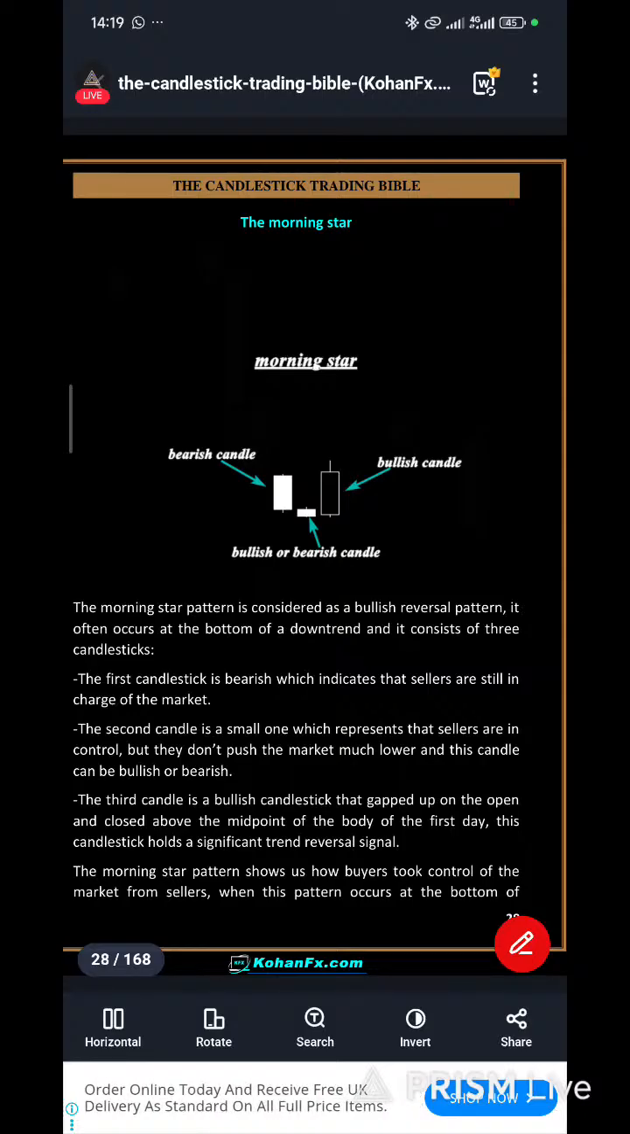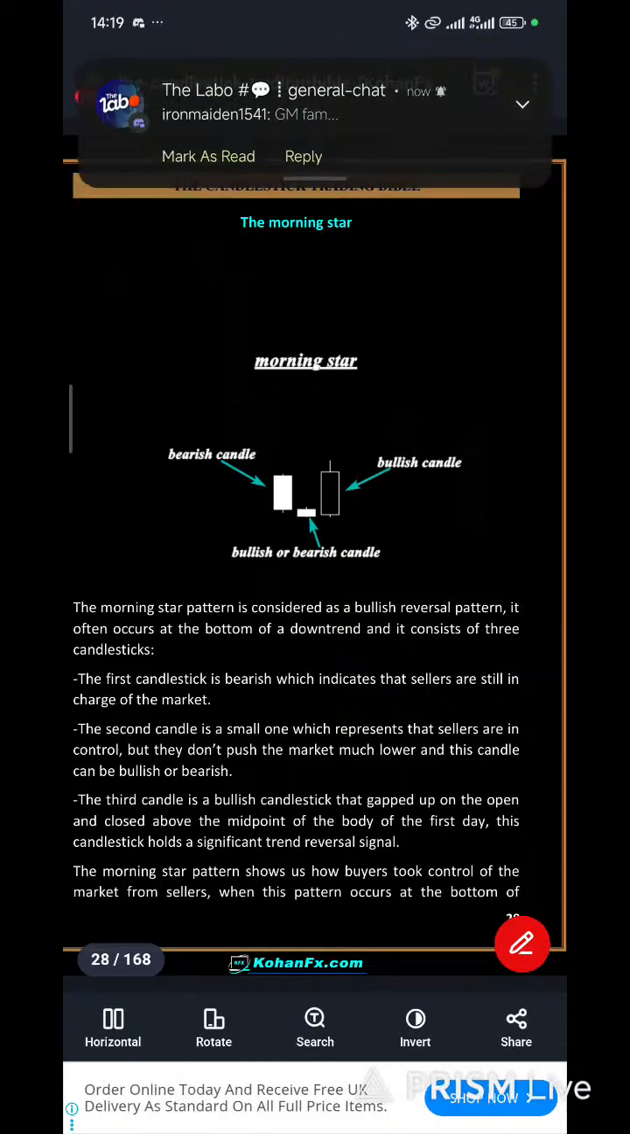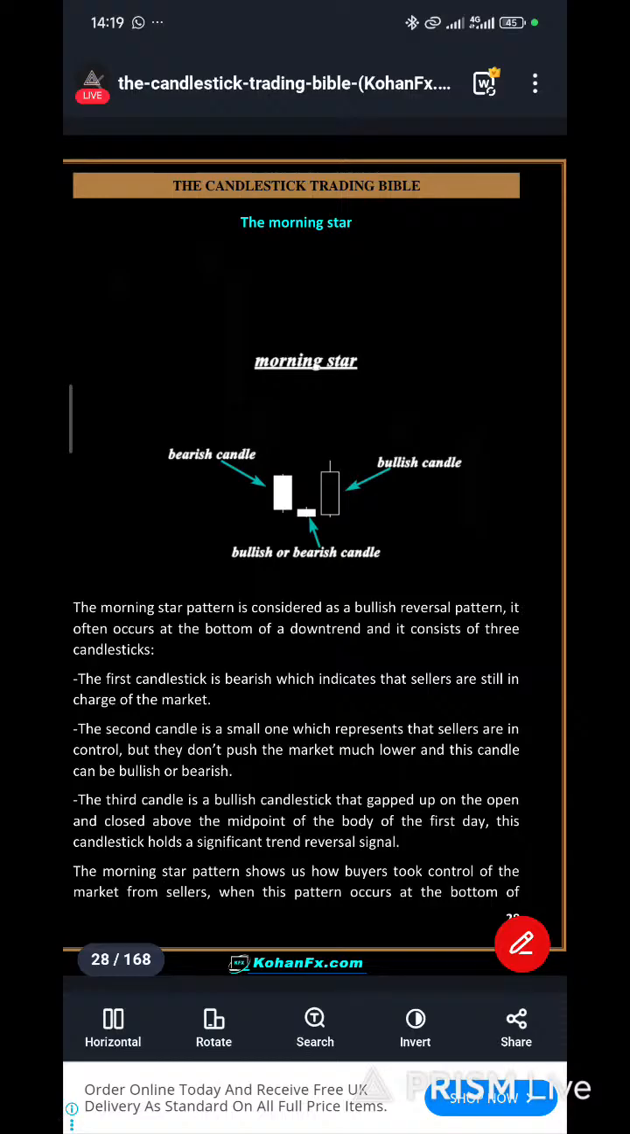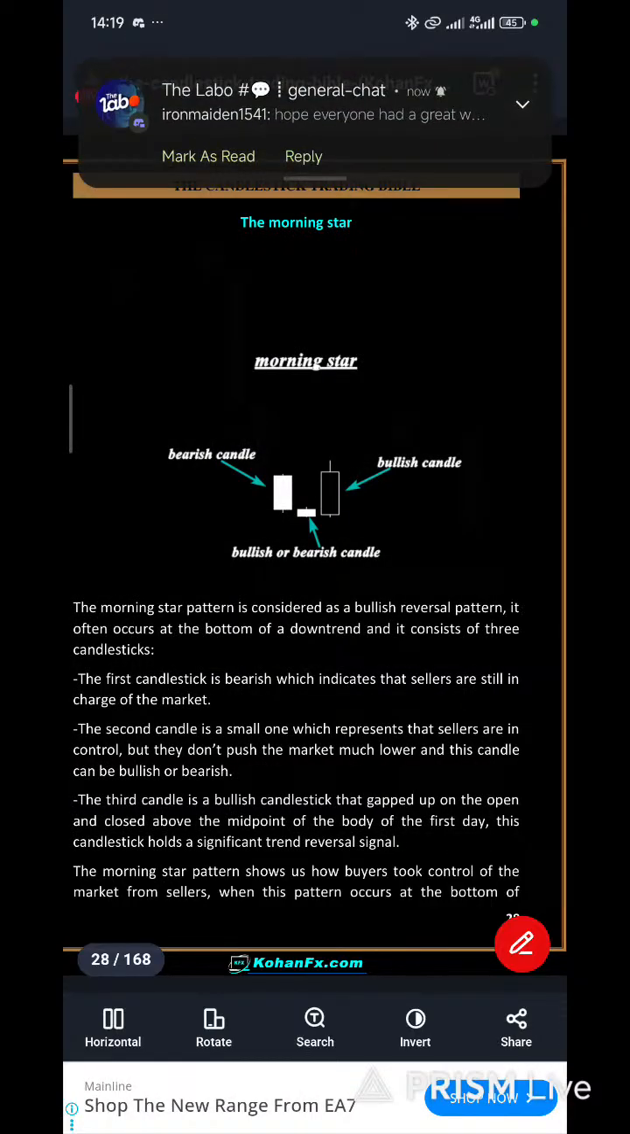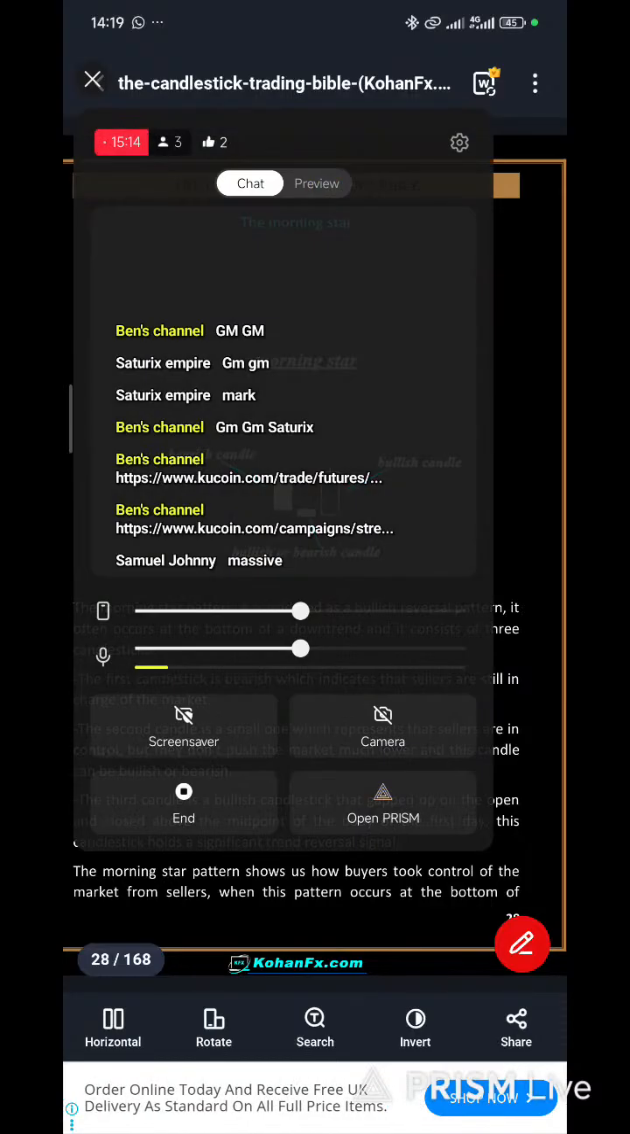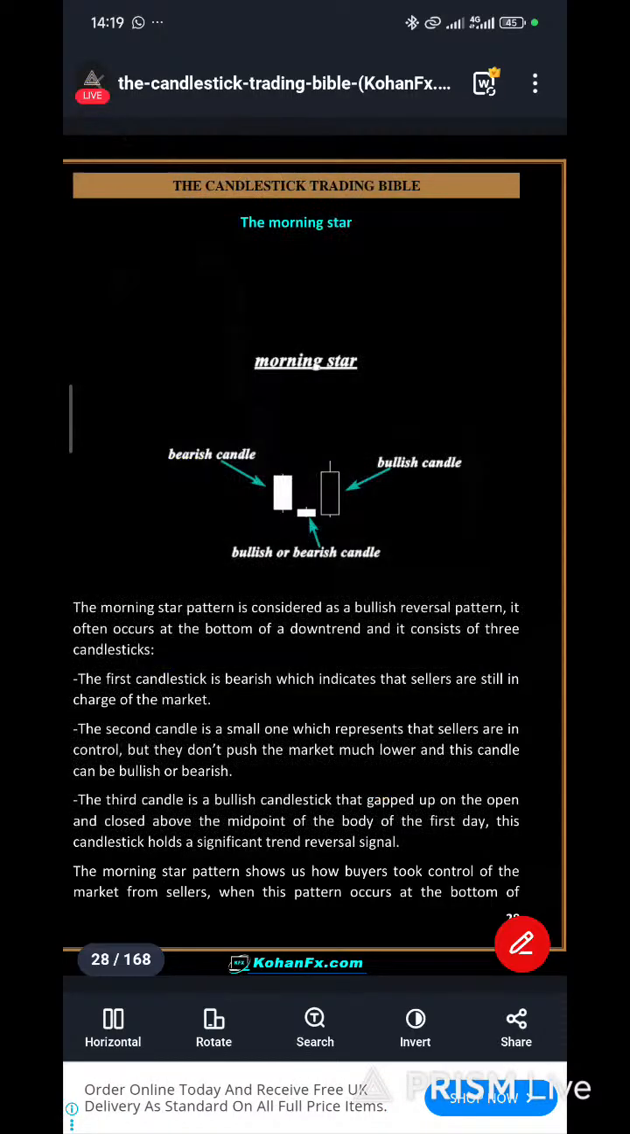Now the third candlestick is a bullish candlestick that gaps up on the open and closes above the midpoint of the body of the first day. You remember, this candlestick holds a significant trend reversal. Once you see that bullish candle, know that there's a significant trend reversal signal.